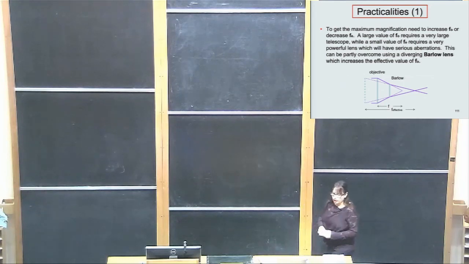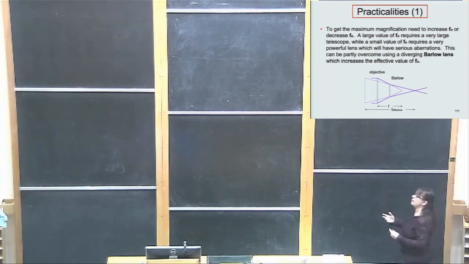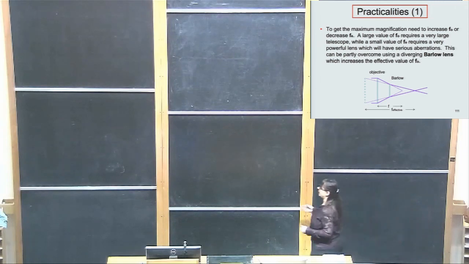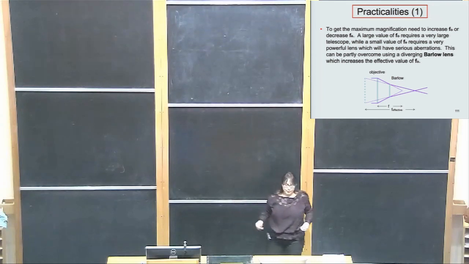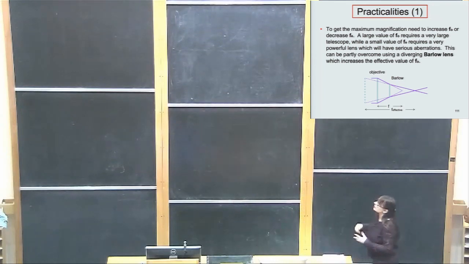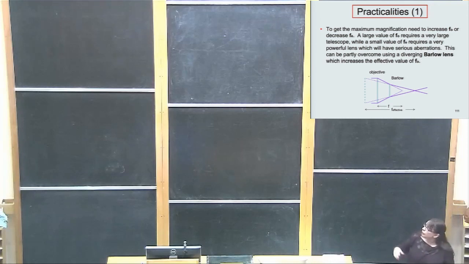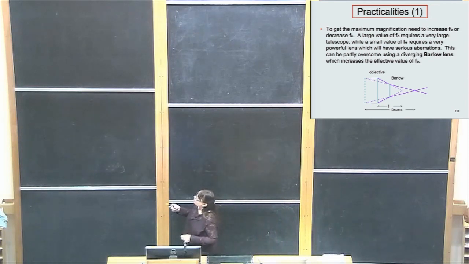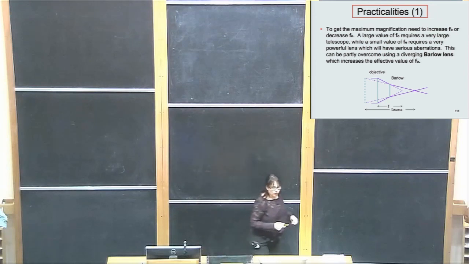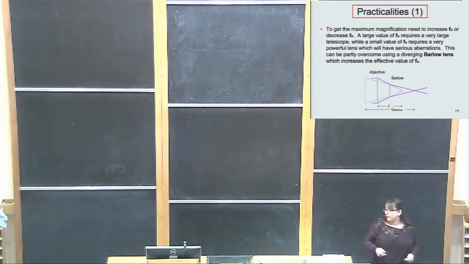And then what I was going to go on to was just talking about some practical issues that one needs to consider if you're actually going to build one of these things or actually use it in any realistic way. So I'd started off with this first practicality, which is how you can use the so-called Barlow lens, a diverging lens, to essentially increase your effective focal length. It takes the light rays coming in from the objective, diverges them a little bit, and so if you trace it back, you get an effective focal length that's longer than the real focal length of the objective.